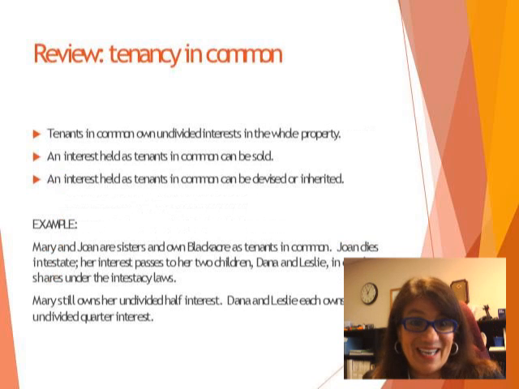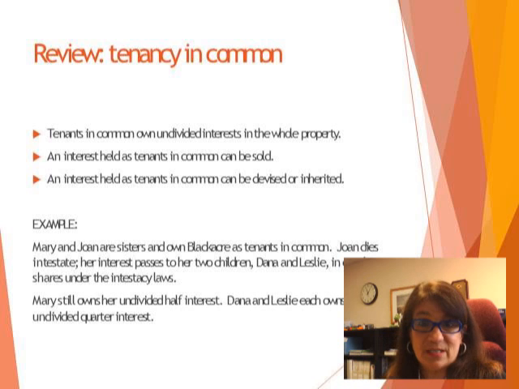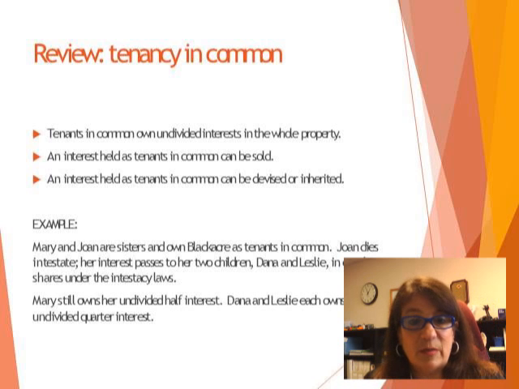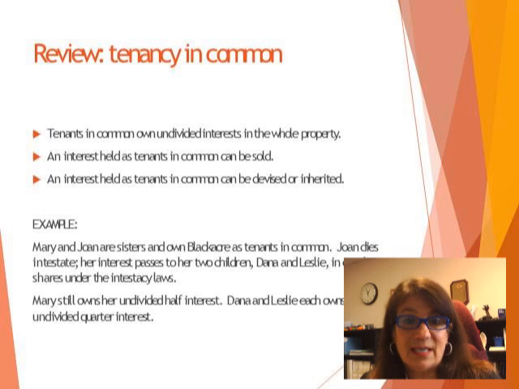So let's review tenancy in common. Tenants in common own an undivided half interest in the whole property, or third interest, however many there are. But an interest in tenancy in common can be sold, it can be devised, it can be inherited, and that's because there's no survivorship right.